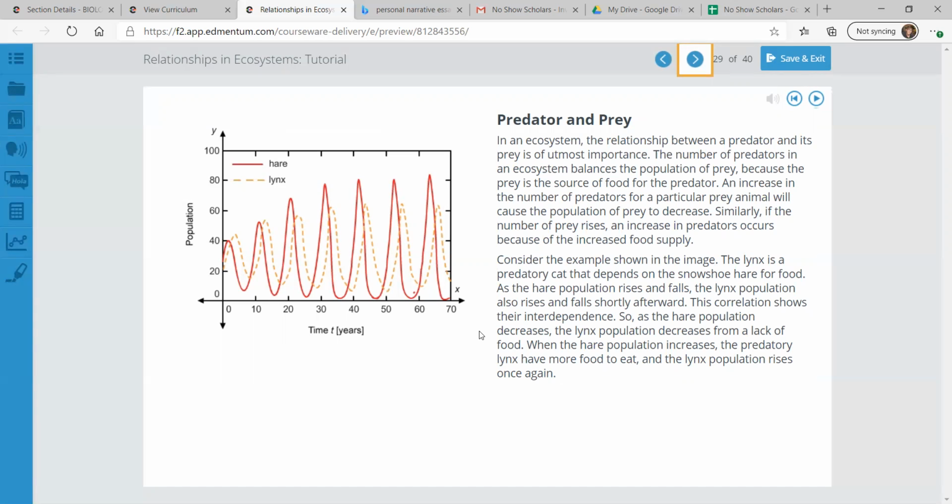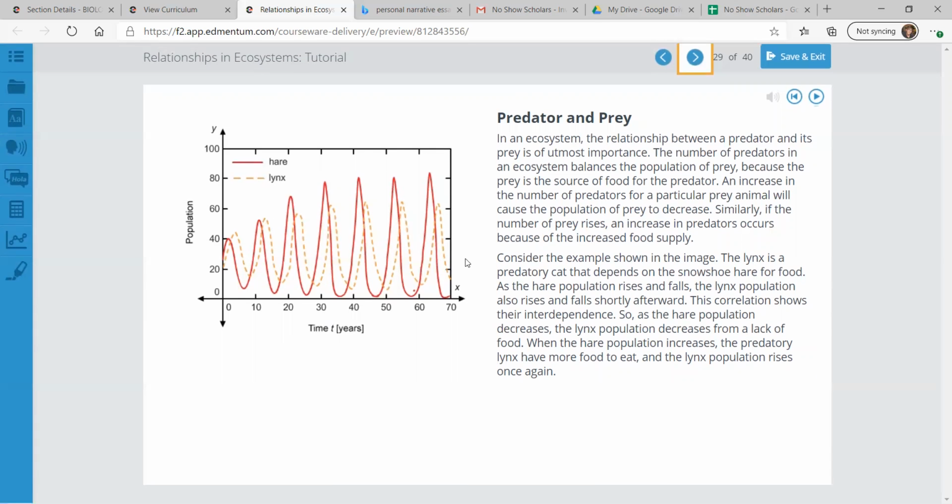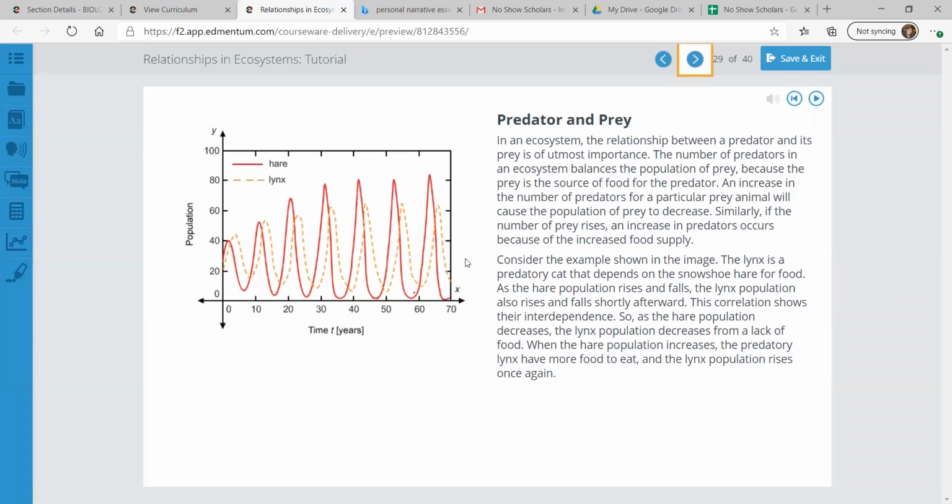The lynx is a predatory cat and depends on the snowshoe hare for food. As the hare population rises and falls, the lynx population also follows whatever the hare is doing. You see that? As the hare rises, so do the lynx. But as the hare goes down, so do the lynx, because that's their food. No food means no lynx. And this correlation shows their interdependence. That means they depend on each other in some way.